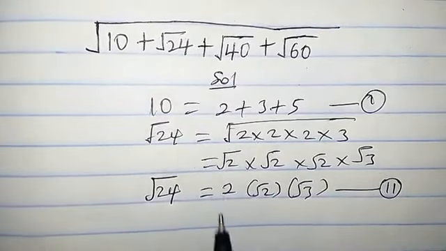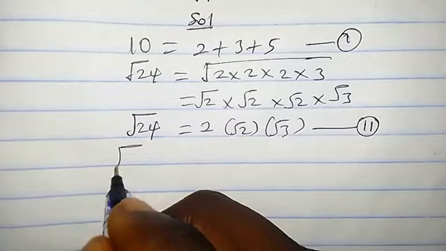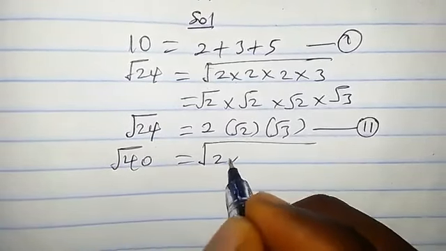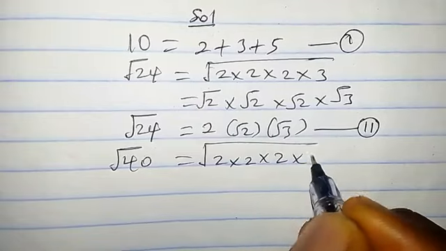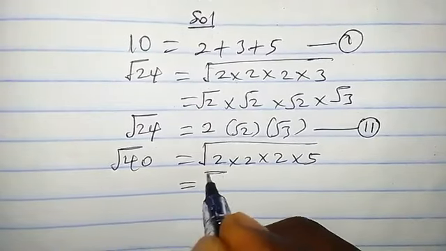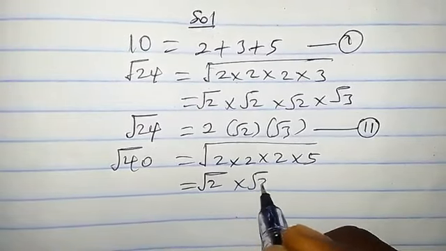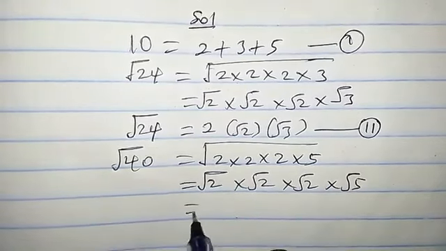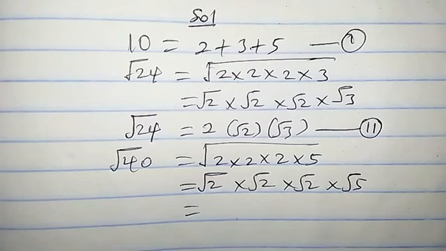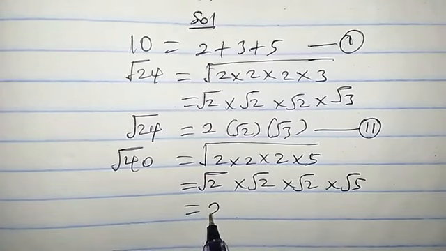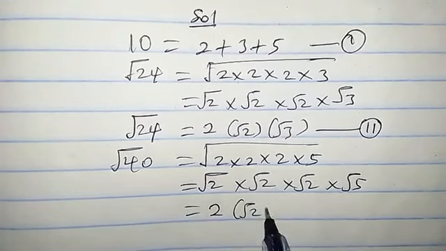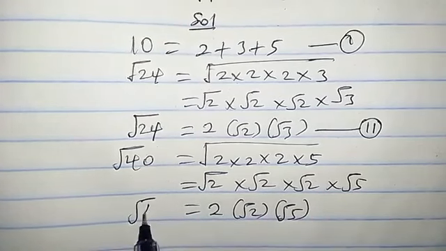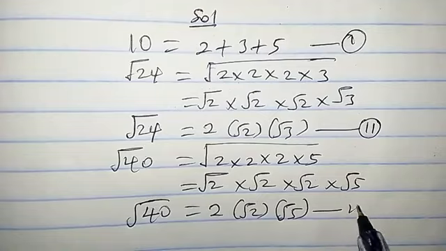So now let's consider square root of 40. Square root of 40, we can write it as square root of 2 times 2 times 2 times 5, which can also be written as square root of 2 times square root of 2 times square root of 2 times square root of 5. So this equals square root of 2 times square root of 2, that is square root of 4. And square root of 4 is 2 times square root of 2 times square root of 5. So which is square root of 40. So let's call this equation 3.